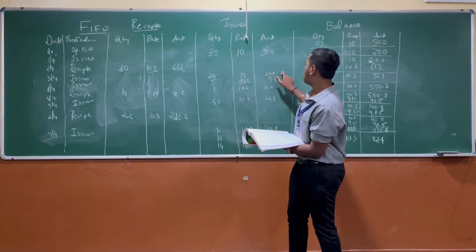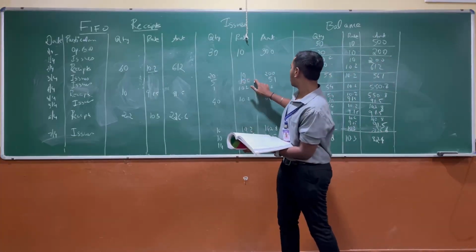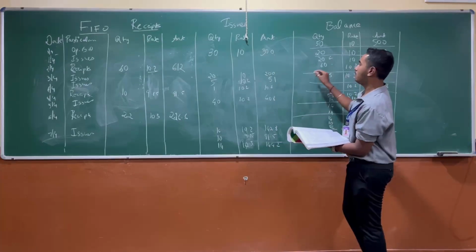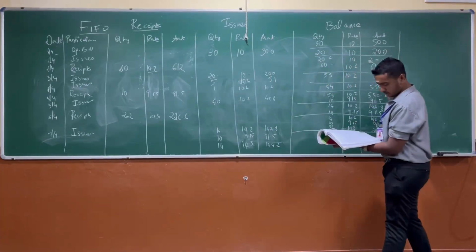So 20 into 10, 200, this particular lot is gone. And 5 into 10.2, you get 51. Balance 55, that is 60 minus 5, you will get 55. 55 into 10.2, you will get 561.